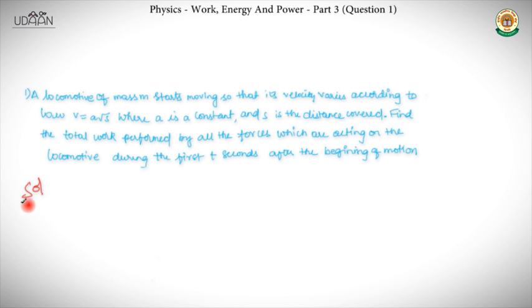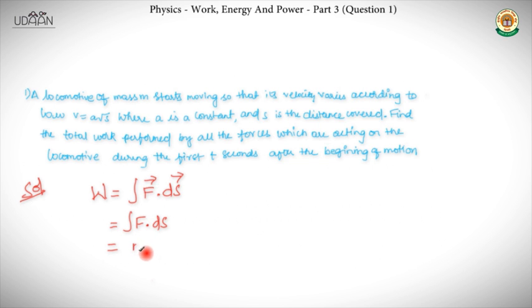So in the given question, what is asked is finding the work done by the locomotive. We know by definition, work is equal to integral F bar dot ds bar. And in the given question, as it's not defined how much distance it has traveled, we can take off the vectors and write integral F dot ds.